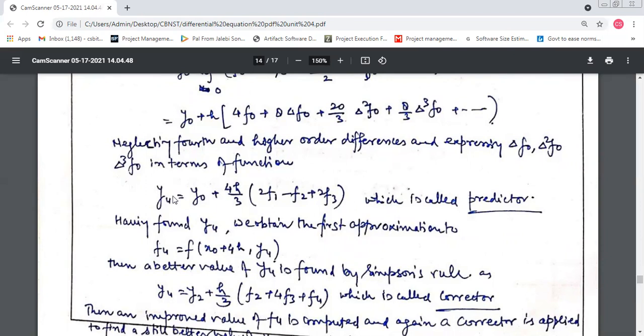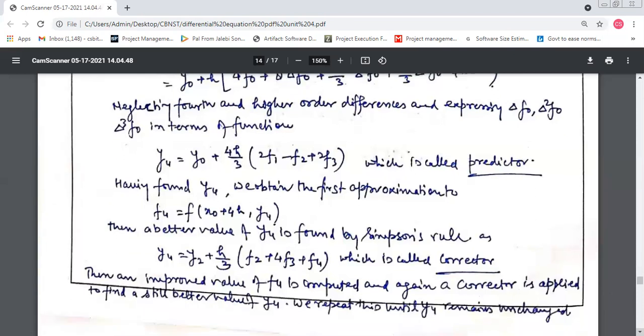Once we are able to get the predicted value of y4, we obtain the first approximation as f4 equal to f(x0 plus nh, y4), and a better value of y4 can be found by Simpson's rule, which says y4 is equal to y2 plus h by 3, f2 plus 4f3 plus f4. Now this is the corrector. Thus, an improved value of f4 is computed again, and the corrector is applied to find a still better value of y4. Now we repeat this process till y4 remains unchanged.